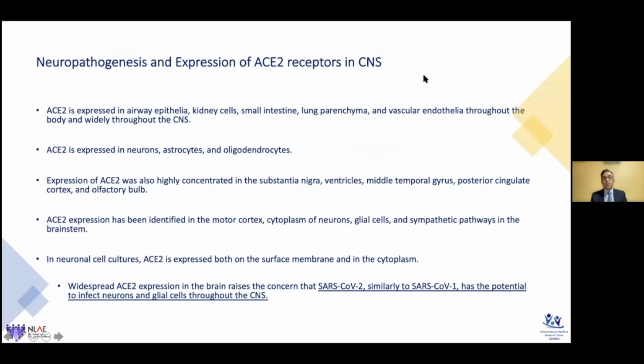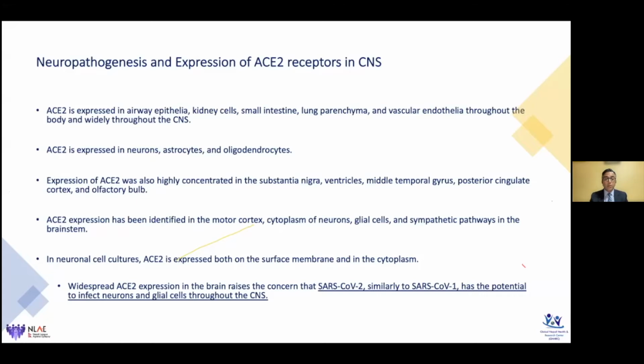So, neuropathogenesis. Now, since we learned how the virus can access or route to the central nervous system, we need to understand how these viruses attach, how they get into the receptors and establish themselves there. The ACE2 receptor has been shown to be expressed widely in multiple cells of the epithelia, lung parenchyma, and vascular endothelium throughout the body, and widely throughout the CNS. It has also been shown to be expressed in neurons, astrocytes, and oligodendrocytes. Expression of ACE2 was seen to be highly concentrated in certain areas of the brain, such as substantia nigra, ventricles, middle temporal gyrus, and posterior cingulate cortex. It has also been found in the motor cortex, neurons, and glial cells.